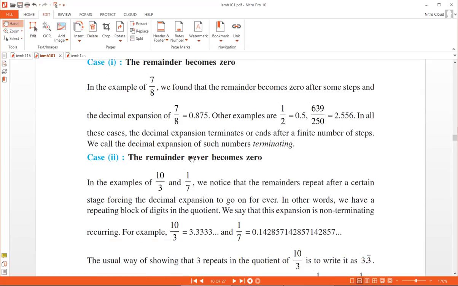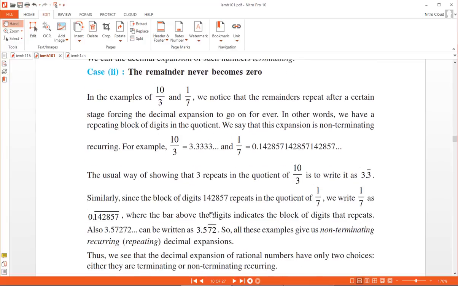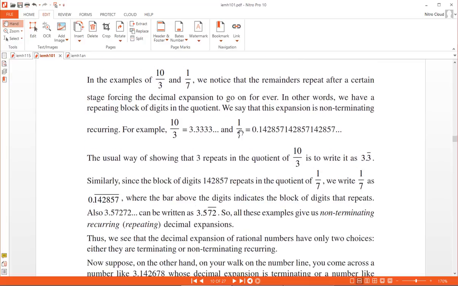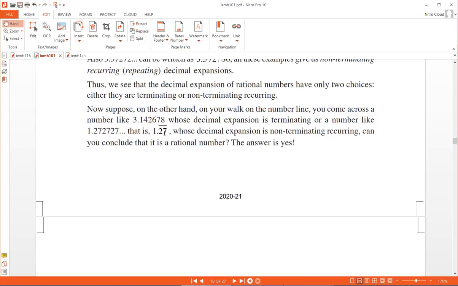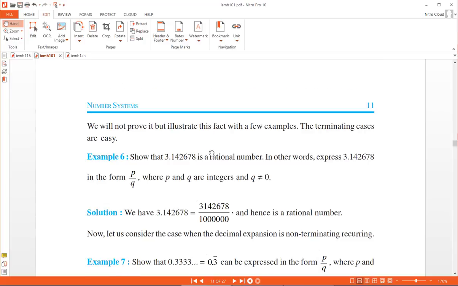The other case is when the remainder never becomes 0, but it starts repeating itself. So you will observe, even for 7, after 6 digits it starts repeating. So you can write it like this. You put a bar to show that this particular digit is repeating. So if I have 3.572 bar, it means 3.5727272. Whatever is repeated, a bar is put on top of that. So 1.27 bar would mean 1.272727. So such numbers can be expressed as rational numbers.